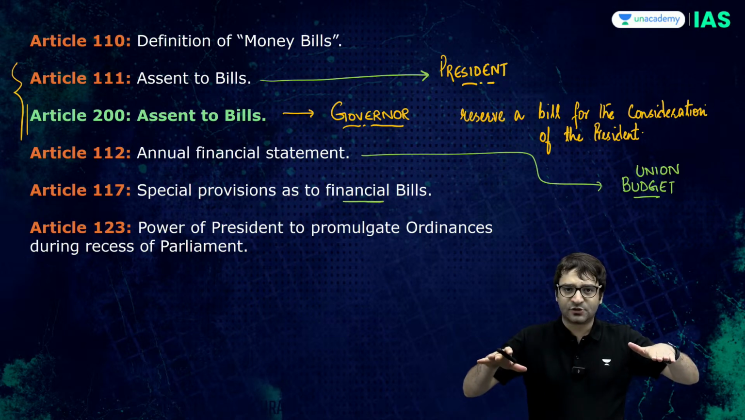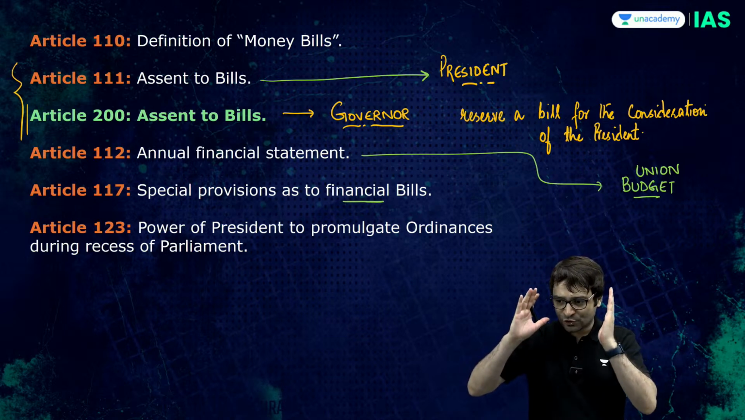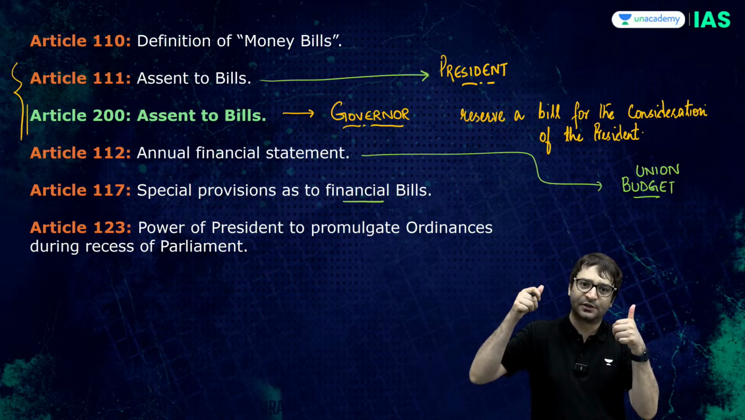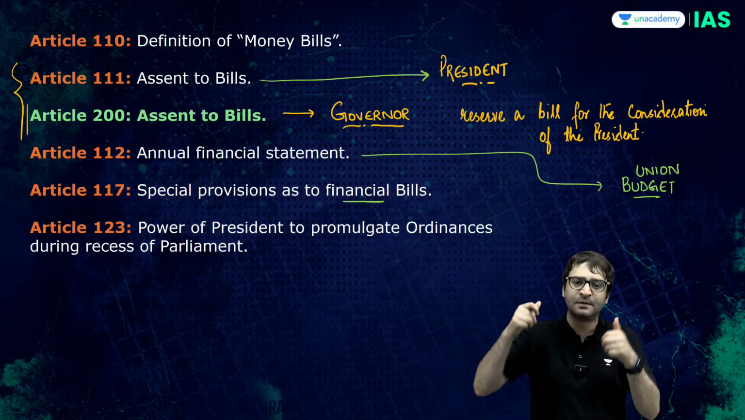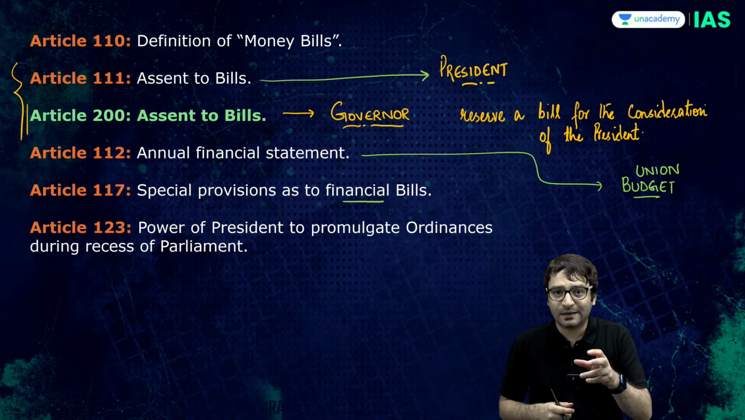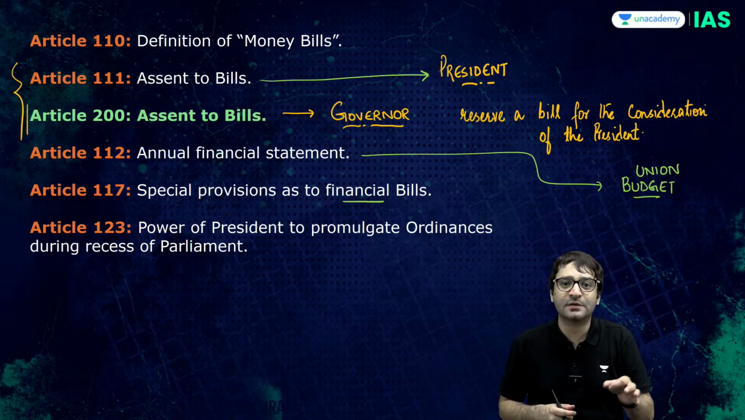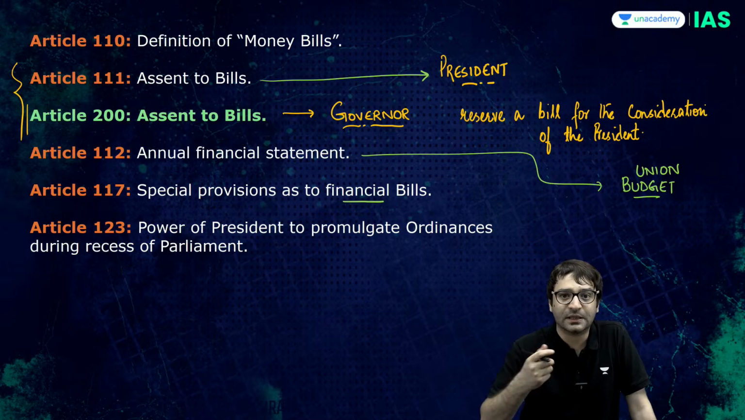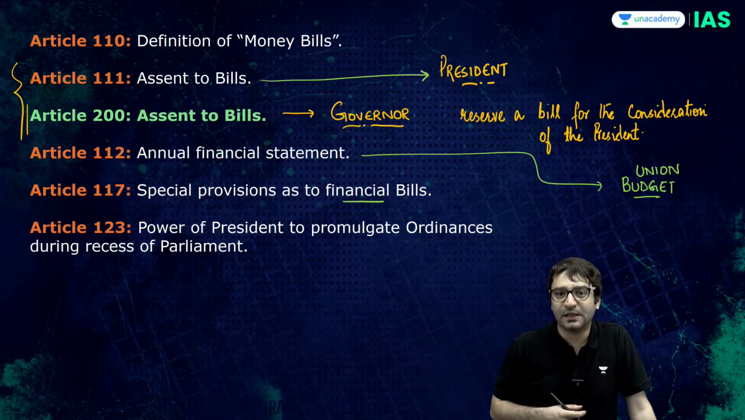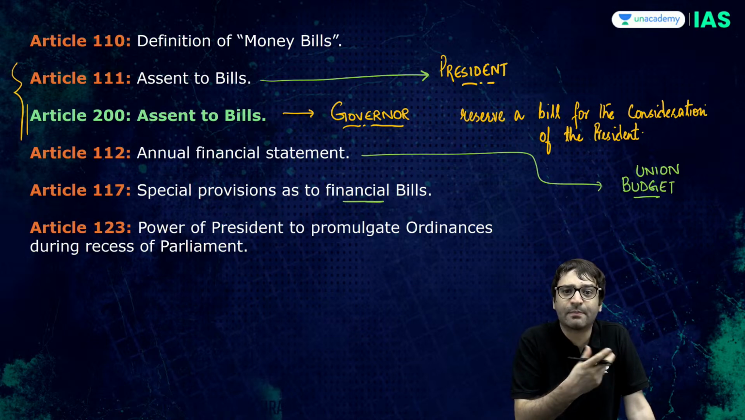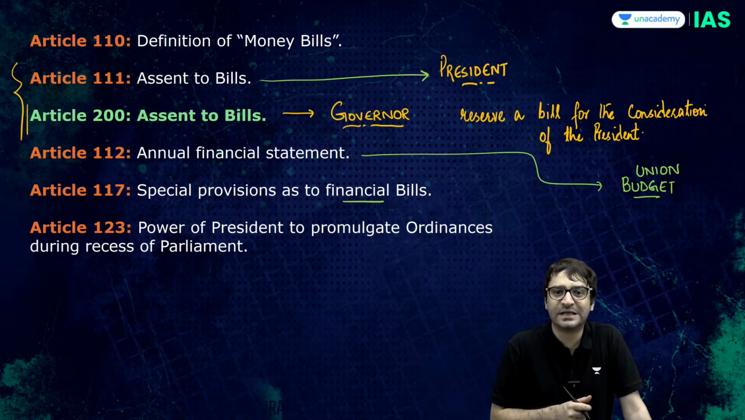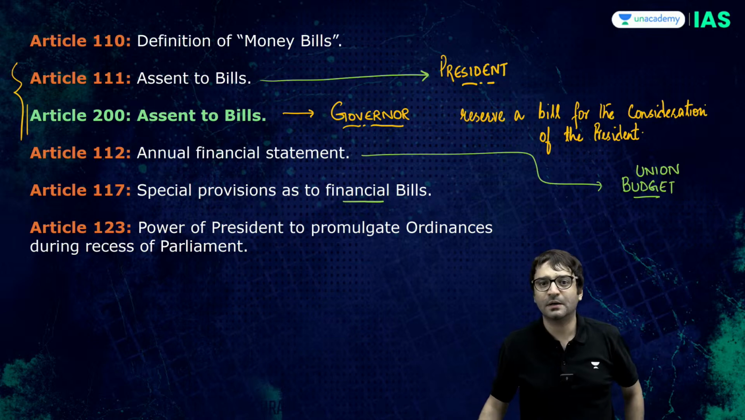Both money bills and financial bills can be introduced only in the Lok Sabha, that too with the previous consent, previous approval of the President of India. But on money bills, Rajya Sabha has no role or an inferior role, because Rajya Sabha cannot reject a money bill. Rajya Sabha cannot amend a money bill. Rajya Sabha can only make recommendations to a money bill. Or if Rajya Sabha does not act on this money bill for 14 days, the money bill shall be deemed to have been passed by both houses of the parliament.